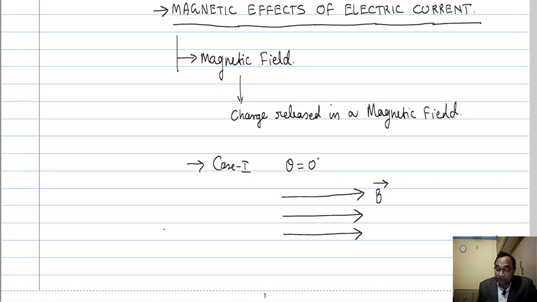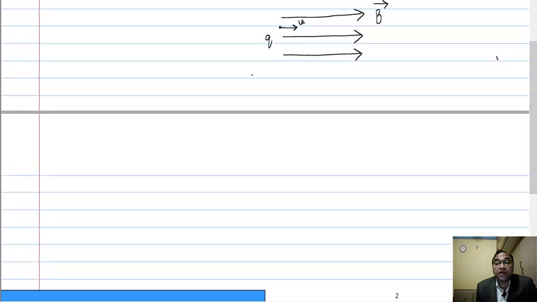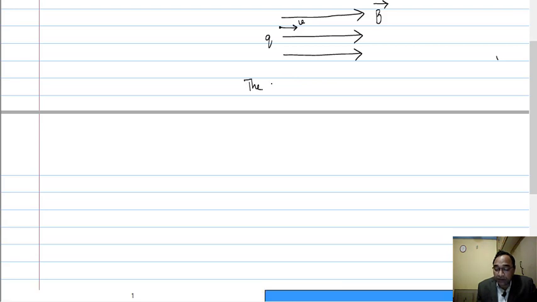Now, the charge is released at theta equal to 0 degrees, which means that a charge q is released with a velocity v in the direction of the magnetic field. In such a situation, where a charge is released parallel to the field, it is observed that the charge moves undeflected and undeviated as well.